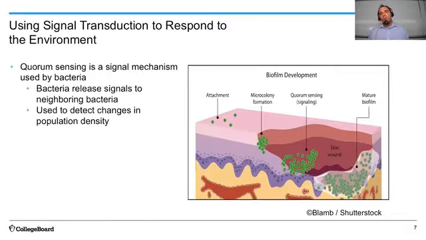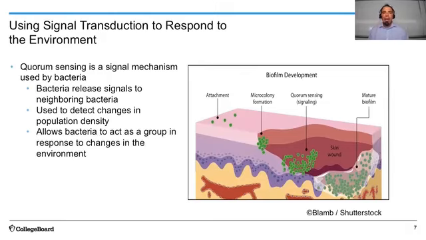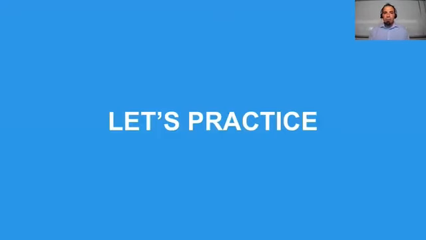What quorum sensing does is allow bacteria to detect changes in population density. As the population grows and enough of those bacteria are present, it gets to a threshold, and they're all going to then do the same response. So basically, quorum sensing allows bacteria to act as a group in response to changes in the environment, to their benefit. So let's practice.